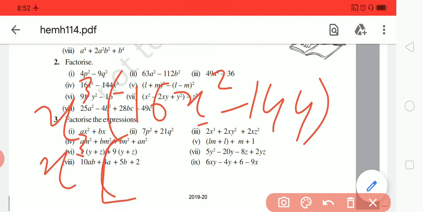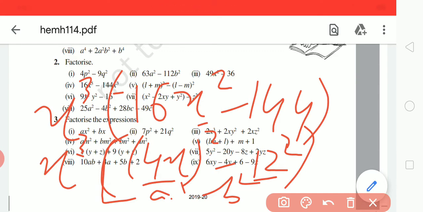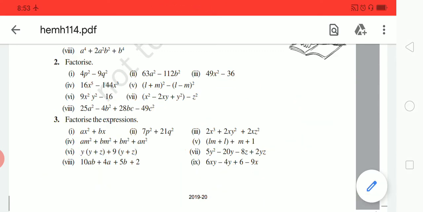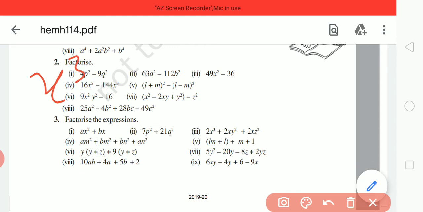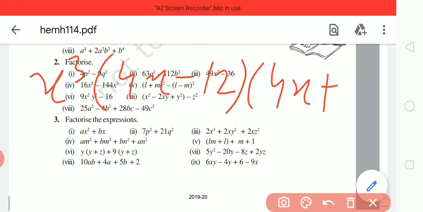16 is the square of 4, so you can write 4x whole square, and this is the square of 12, so you can write 12 square here, right? So if 4x is a and 12 is b, this becomes a square minus b square, that is equal to a minus b into a plus b. So x cube will be written everywhere up to the answer. So you can write 4x minus 12 and 4x plus 12, right?